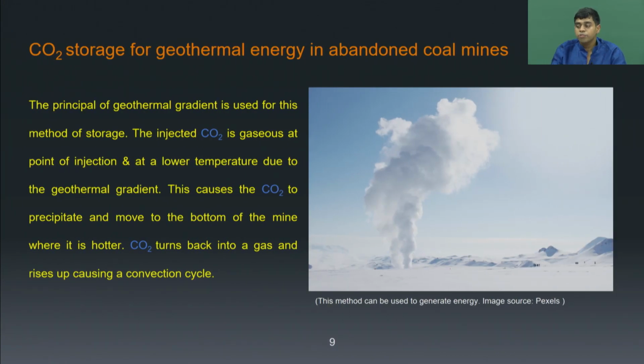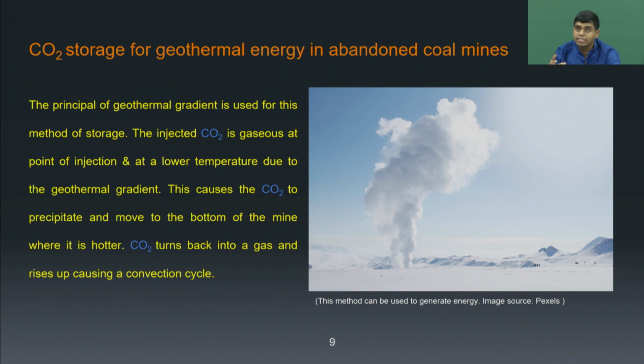Now, CO2 storage for geothermal energy in abandoned coal mines is one of the most out there concepts. It utilizes the geothermal gradient of the earth. The geothermal gradient of the earth states that as you go deeper down the earth, the temperature increases. Now, at the start of a mine, let's say a vertical mine, the mine has a lower geothermal gradient. So, the injected CO2 will precipitate out due to the colder environment, and once it precipitates, it sinks down to the bottom of the mine, and due to the higher geothermal gradient present over there, it heats up that precipitated CO2 and makes it into a gas again.